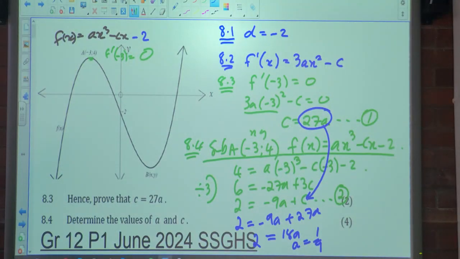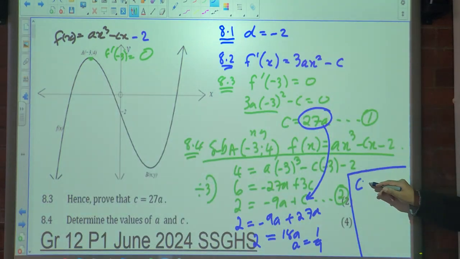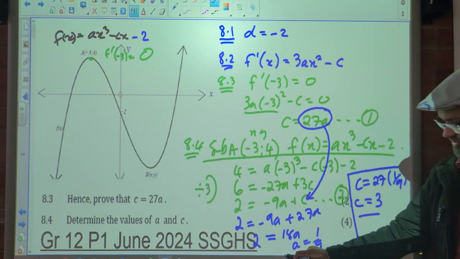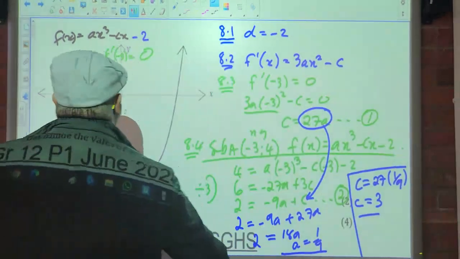Okay, so what do I need to do now? I need to solve for c. So c is 27 times 1 over 9. Give me an answer of 3. So there's your c and there's your a. Okay, which means to say now, yes?